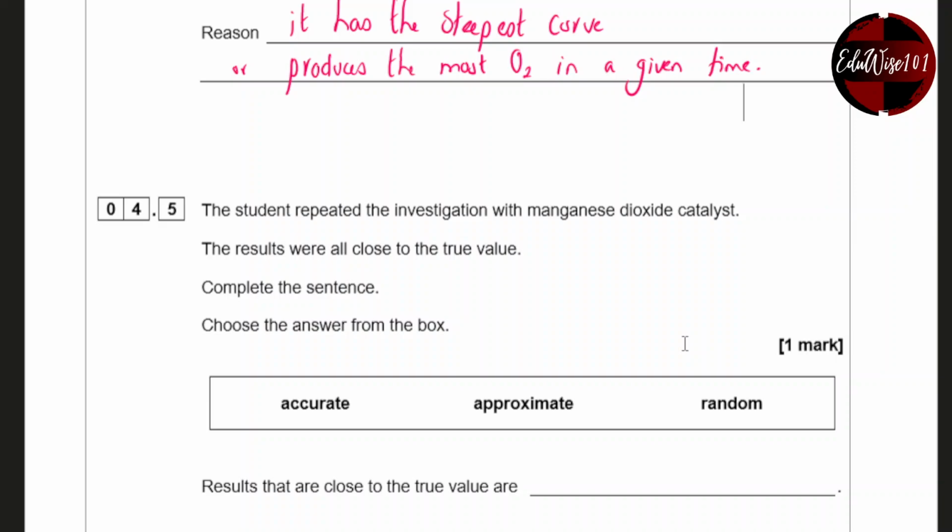The student repeated the investigation with manganese dioxide catalyst. The results were all close to the true value. The true value is what you're expecting it to be, what it should be. So they were all close to the true value. Results that are close to the true value are accurate.